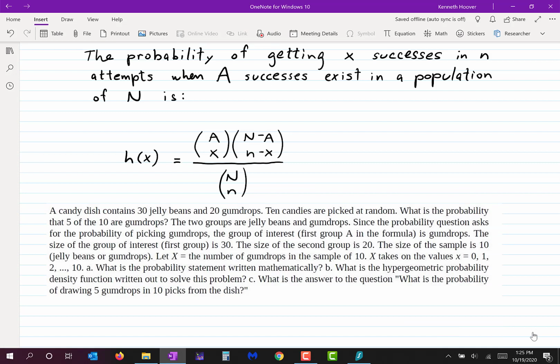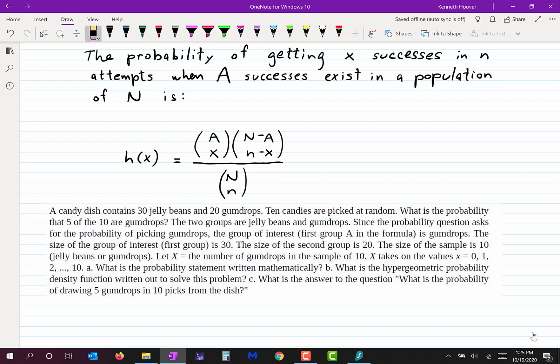Okay, so let's test ourselves by doing this example. It looks really long, but it's not. It's just the first 3 sentences. The rest of it is the explanation of how to do the problem. So there's the question right there. A candy dish contains 30 jelly beans and 20 gumdrops. 10 candies are picked at random. What's the probability that 5 of them are gumdrops?